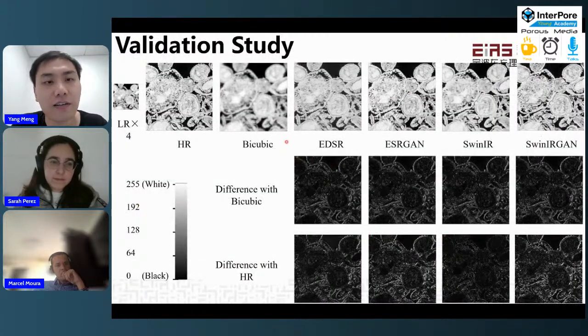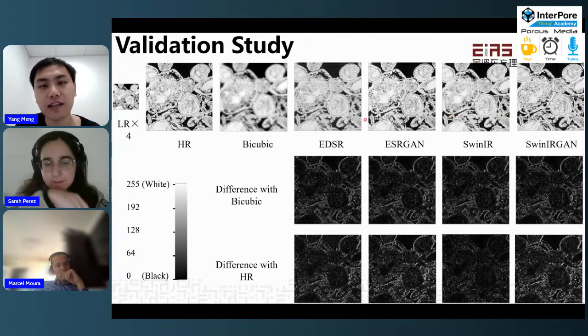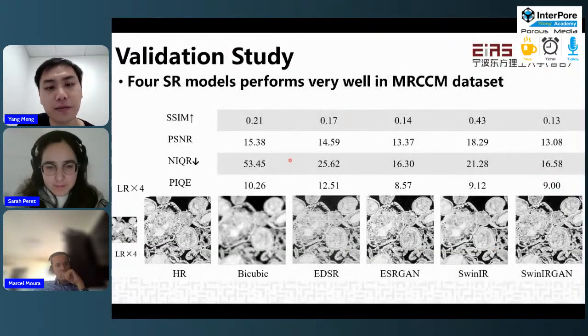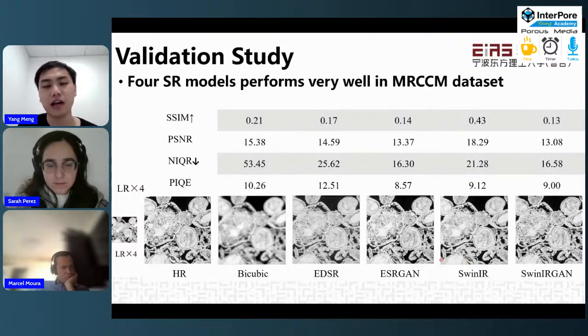This is the validation study on the first data set. We use bicubic interpolation and also 4 different super resolution architectures. The super resolution architectures perform very well on the first data set. We also tested 4 parameters from computer vision. The first 2 parameters are the larger the better, and the last 2 parameters are the lower the better. The super resolution architecture output performs much better than the bicubic strategy, even though bicubic is very fast.